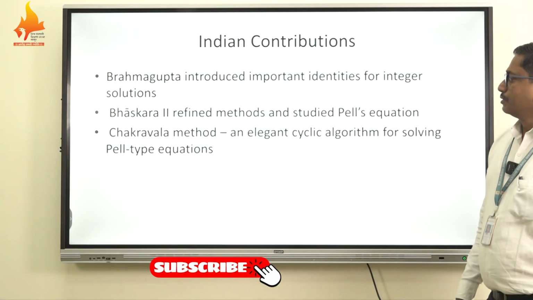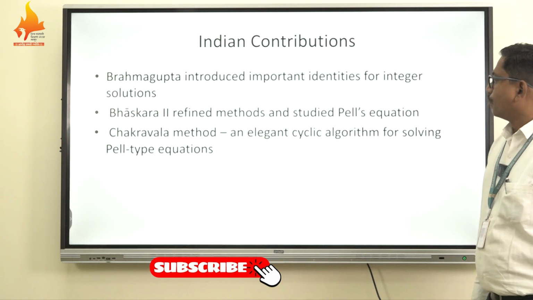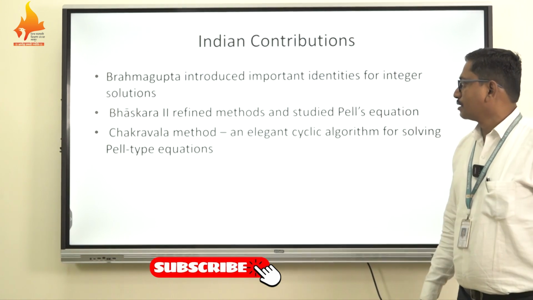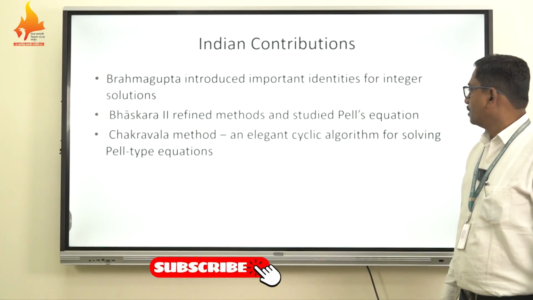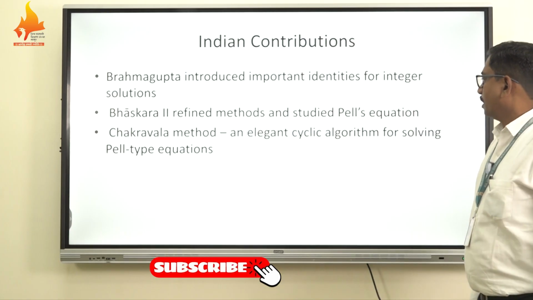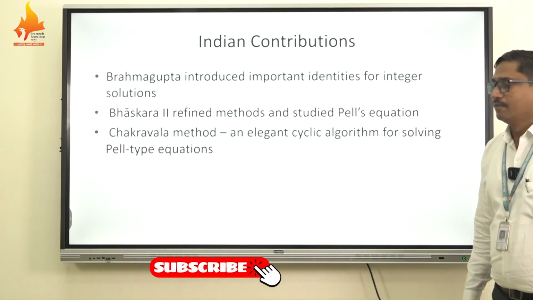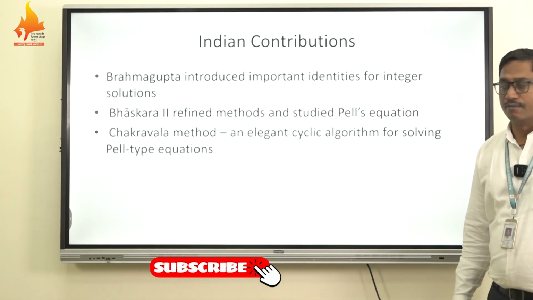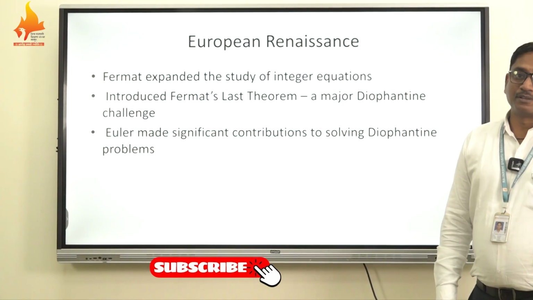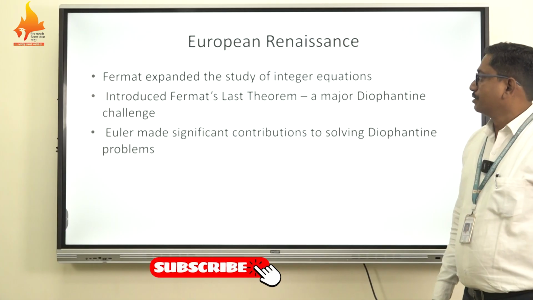As per the Indian contribution, we see that Brahmagupta introduced important identities for the integer solutions. Also, Bhaskara II refined the method and studied Pell's equation. The Chakravala method, an elegant cyclic algorithm for solving Pell-type equations, was also given. This type of equation was also studied by some European mathematicians like Fermat.